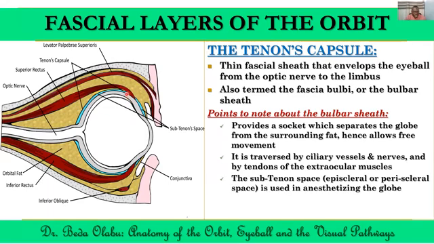I've already mentioned the subtenon space, which is also known as the episcleral space or periscleral space. This space is a potential space for administering anesthetic drugs that are supposed to anesthetize the globe. So if the injection is done into this space, it can spread easily. And that means that it can spread around the whole globe easily to anesthetize it.